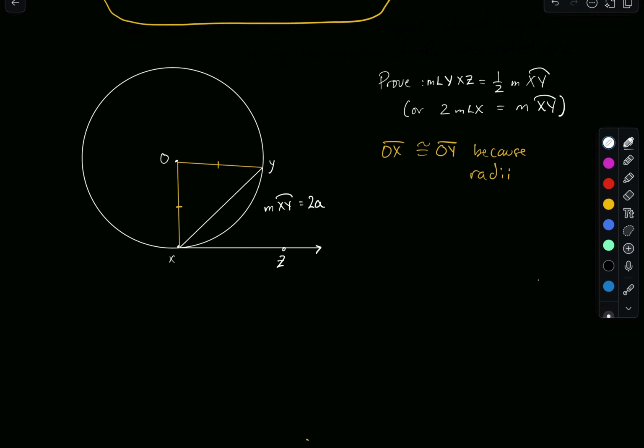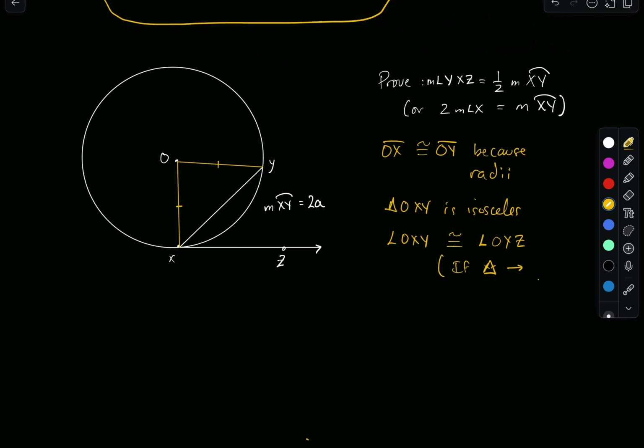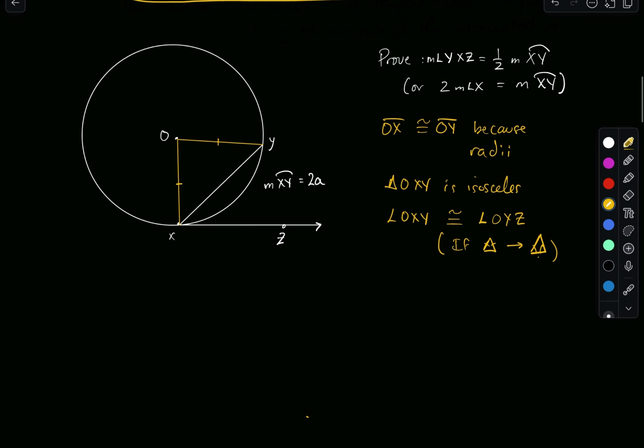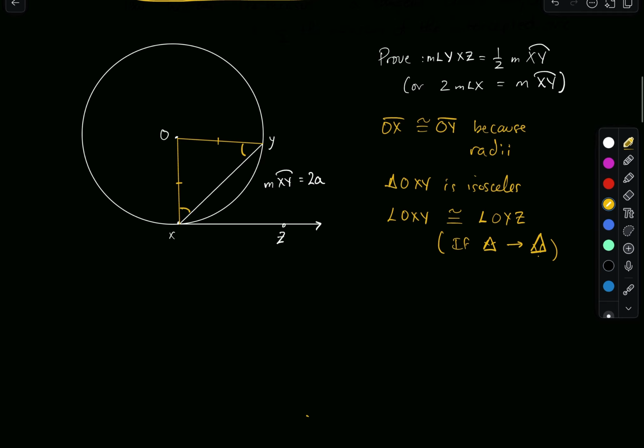All right, so let's take a look at what we've created here. The first thing I noticed that I've created is that I've created an isosceles triangle OXY. And because it's isosceles, that means that angle OXY and angle OYX are congruent. Because if it's an angry triangle, then it's a blushing triangle. Okay, so I know that this and this are the same.